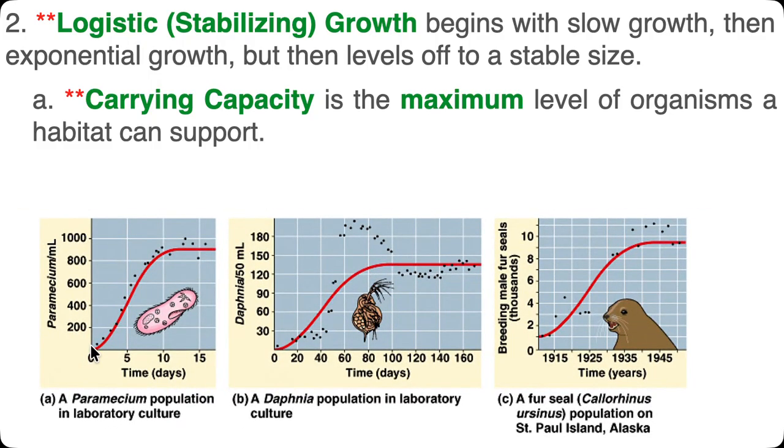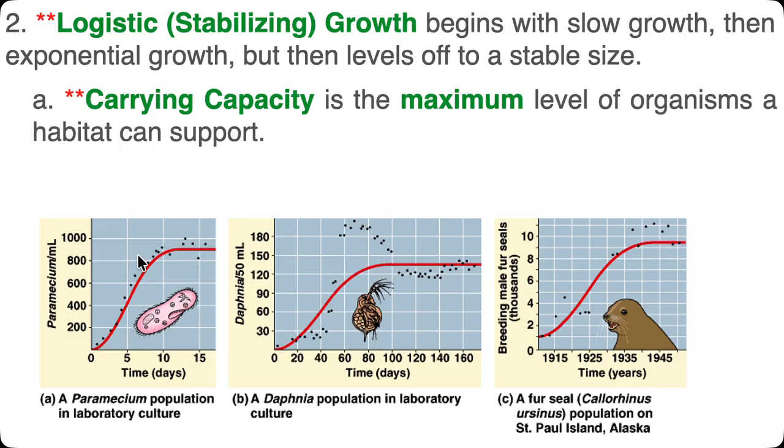So here we have Paramecium in a laboratory petri dish. Daphnia, again, in a petri dish, and then fur seals off the coast of Alaska. So notice, what do we see? We see it's exponential, it looks like, and then it levels off. Exponential and it levels off. Exponential and it levels off. So this kind of line that we see forming would be the carrying capacity of that particular environment.